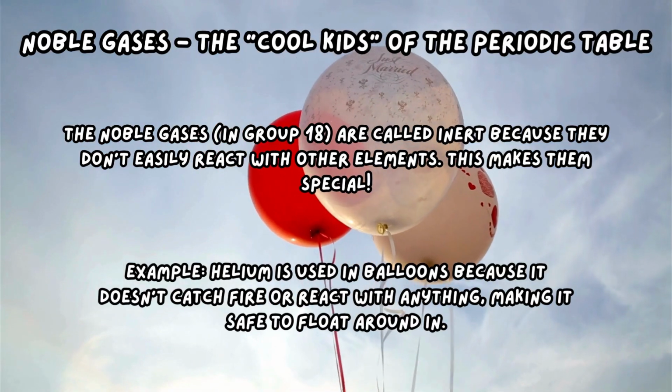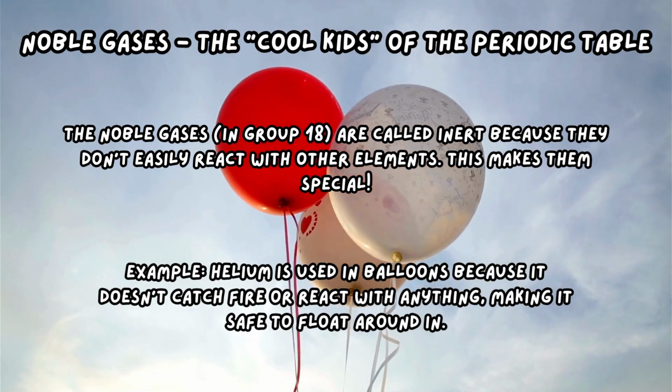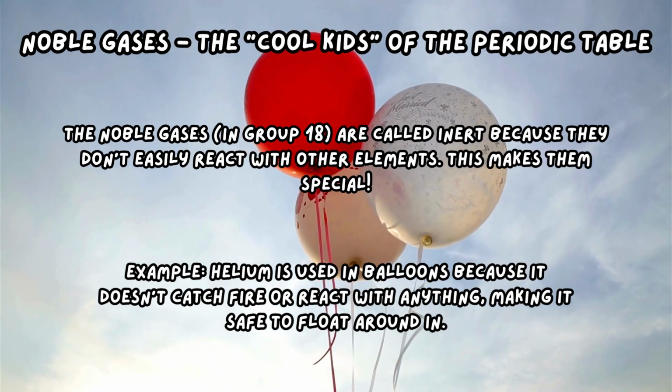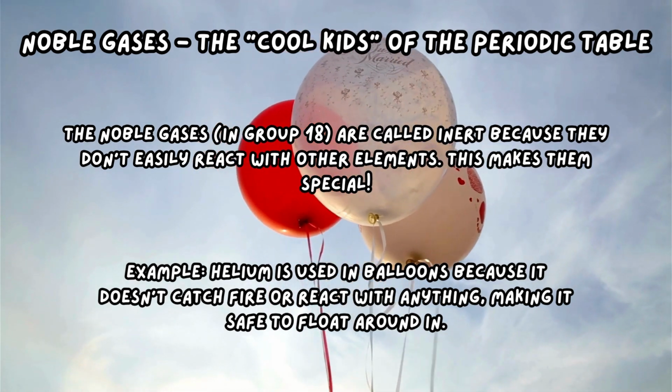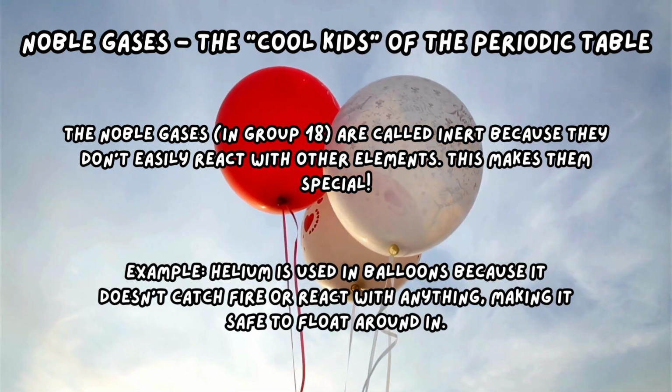Noble gases, the cool kids of the periodic table. The noble gases in group 18 are called inert because they don't easily react with other elements. This makes them special. Example, helium is used in balloons because it doesn't catch fire or react with anything, making it safe to float around in.